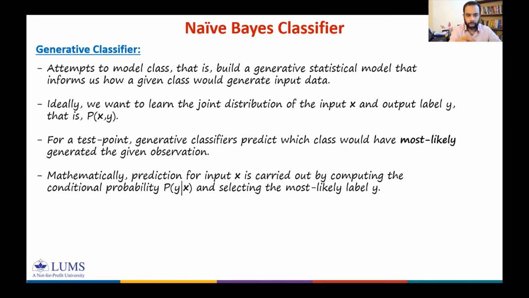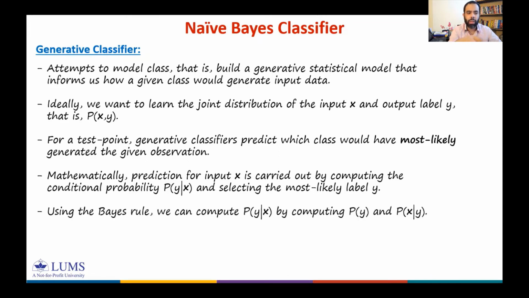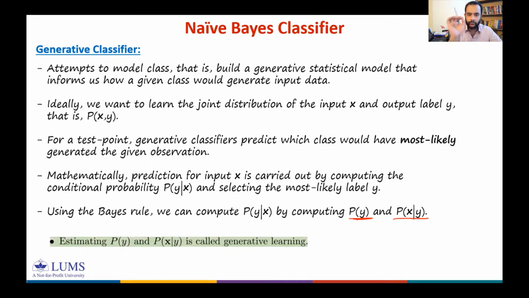But we cannot compute probability of y given x directly. Instead, we use the Bayes rule and compute probability of y, which we call the prior, and probability of x given y, which we call the likelihood. This is all we discussed in the previous videos as well. So estimating prior and likelihood from the data is called generative learning. This is the principle.